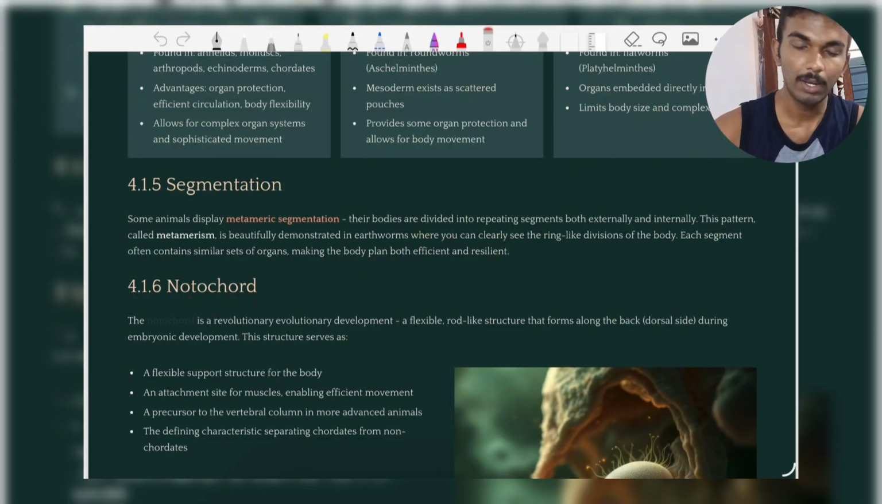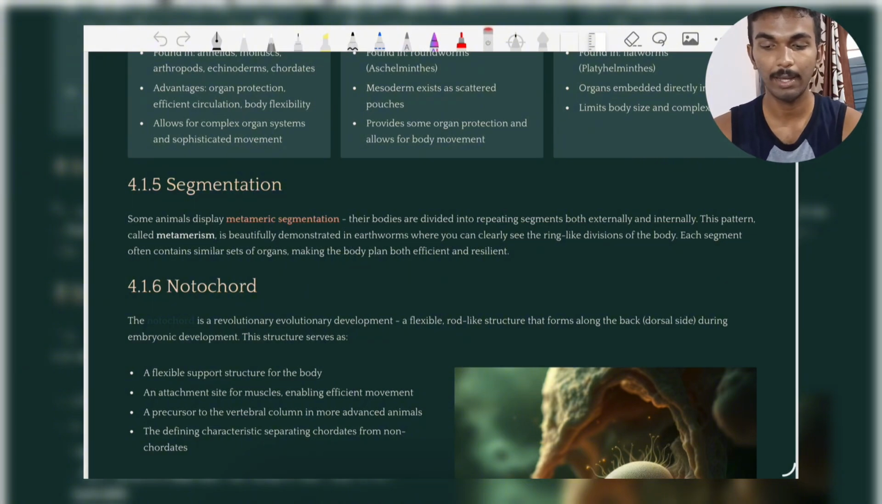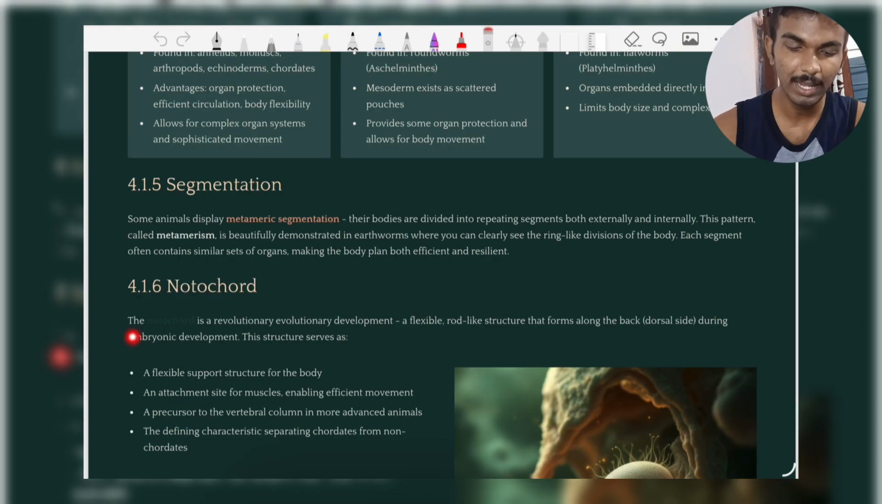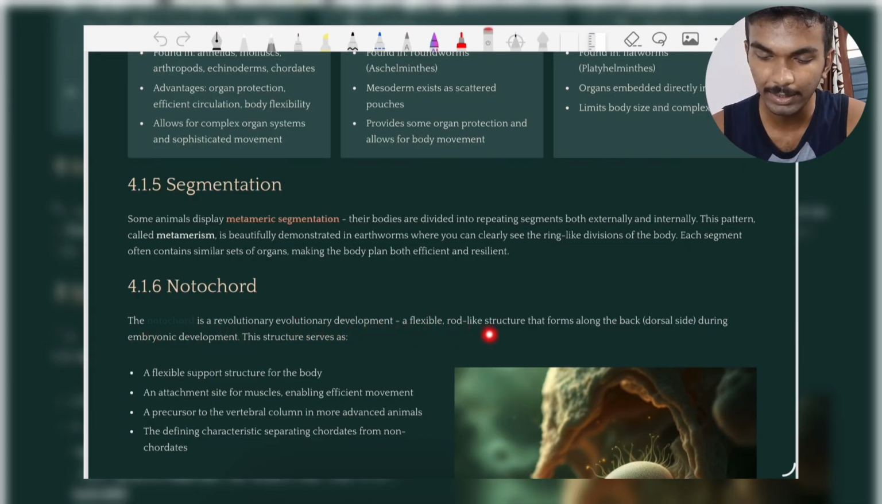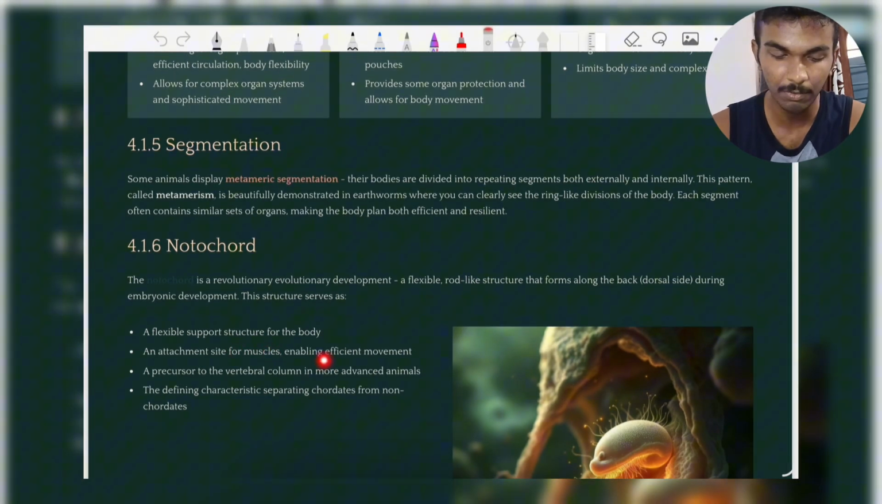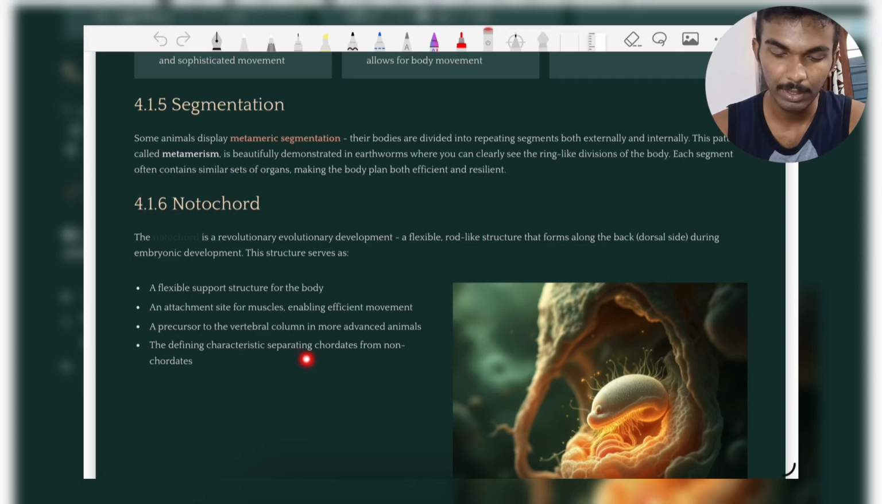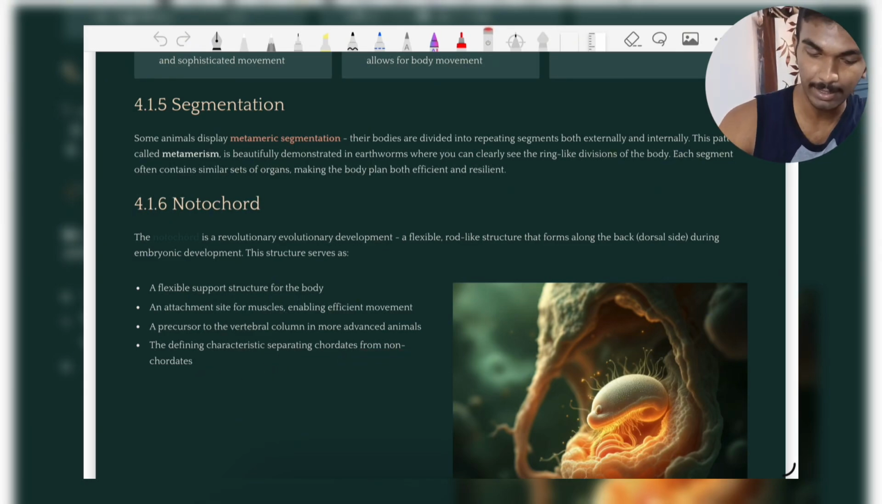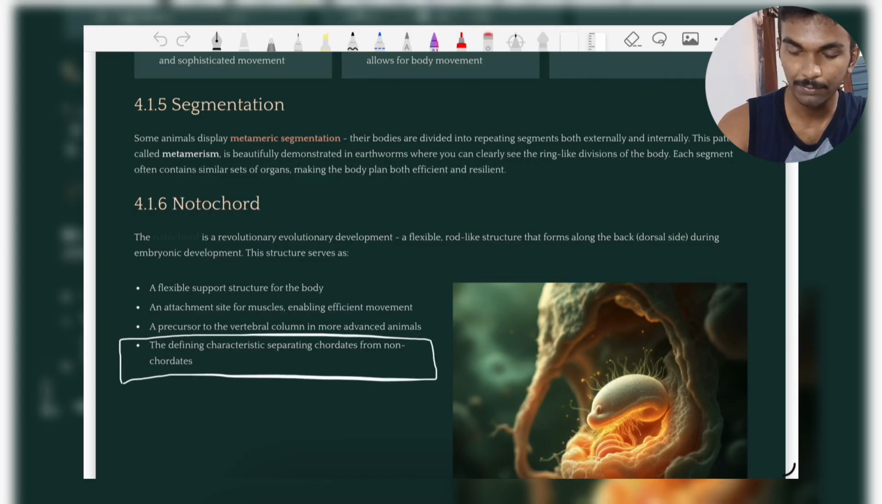The notochord. Now, the notochord plays a very important role in body differentiation. In invertebrates, there is nothing like a notochord, and in vertebrates, there is a structure called the notochord. The notochord is a revolutionary evolutionary development, a flexible rod-like structure that forms along the dorsal side during embryonic development. This structure serves as a flexible support for the body, an attachment site for muscle enabling efficient movement, and a precursor to the vertebral column in more advanced animals. The defining characteristic separates chordates from non-chordates. I want to say that it differentiates chordates from non-chordates.